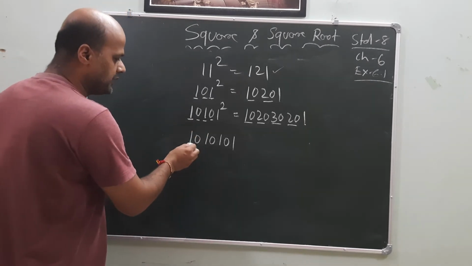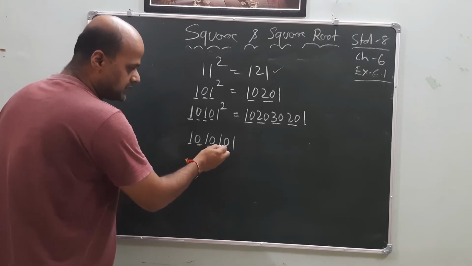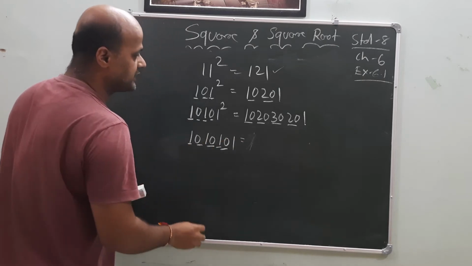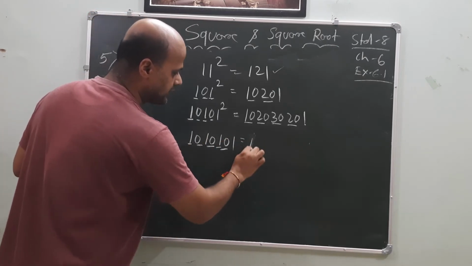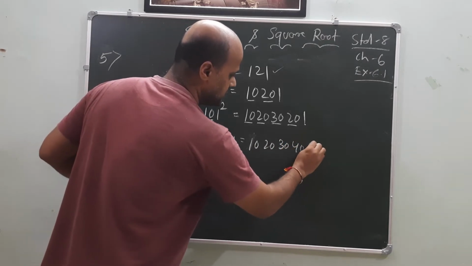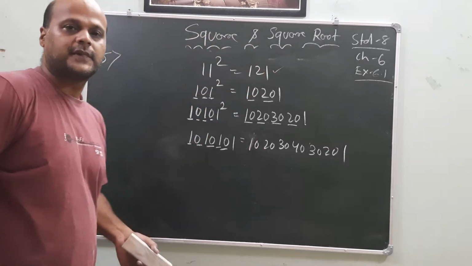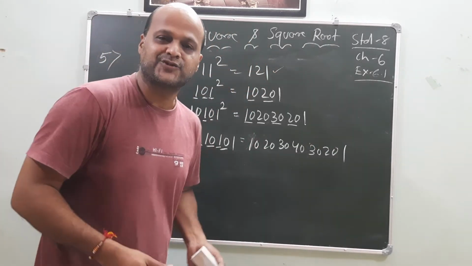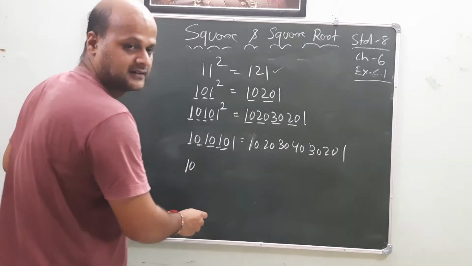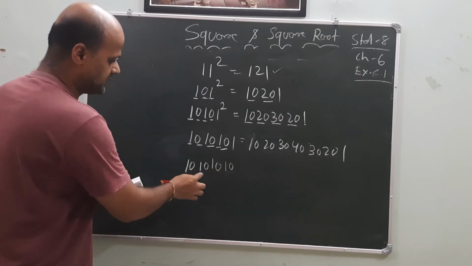Then how will the pattern be then? First it will be 1, 2, 3, 4. Then reverse 3, 2, 1. Understood, my dear friends? Then what will be the next one? Go for it, next one. 1, 0, 1, 0, 1, 0, 1. How many ones? 1, 2, 3, 4.